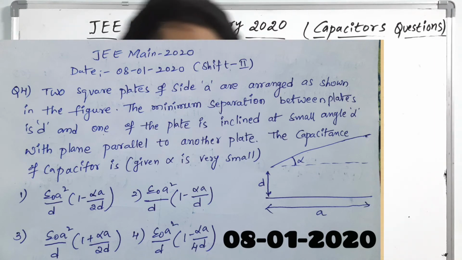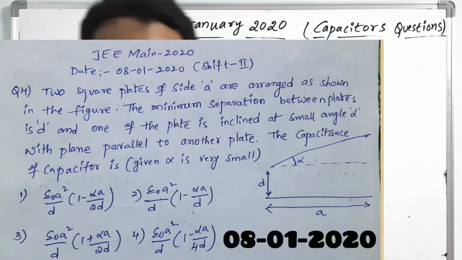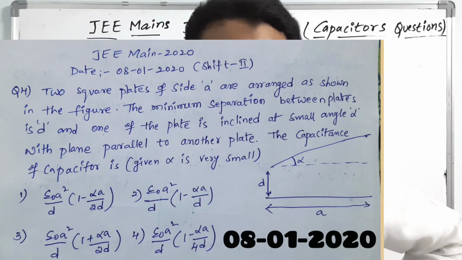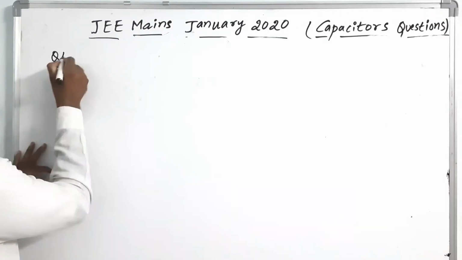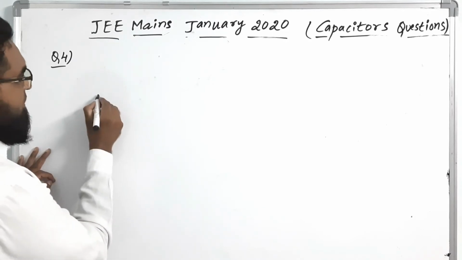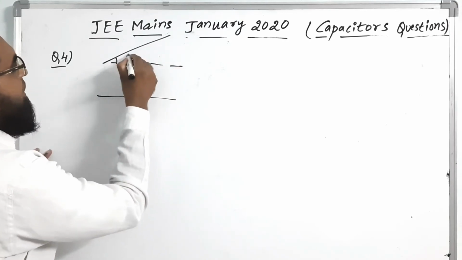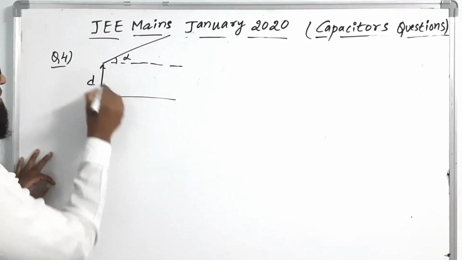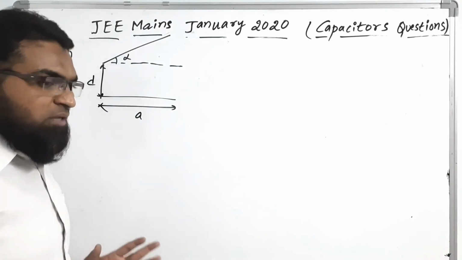So the question asked is: two square plates of side A are arranged as shown in the figure. The minimum separation between the plates is D, and one of the plates is inclined at a small angle alpha with the plane parallel to the other plate. The capacitance of the capacitor is to be found; alpha is very small. Question number 4 has this diagram. This is the parallel plate, and this angle is alpha, a small angle, the distance is D and this distance is A. So how do we derive this capacitance?